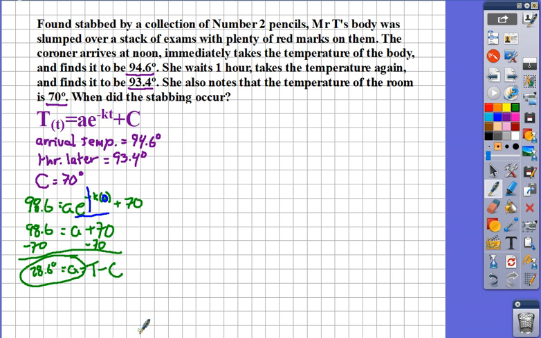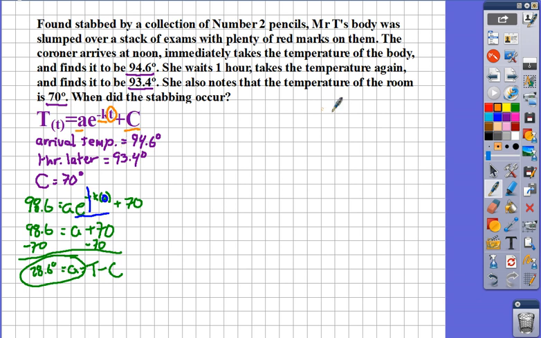Okay, now from here, we've got some other things to do. Next, we want to find K. Our next goal, so we just found A. We already know T. T is going to be the different temperatures at different times. We know C. We need to find K. Remember, we're solving for this number, T. So we need to find K next.